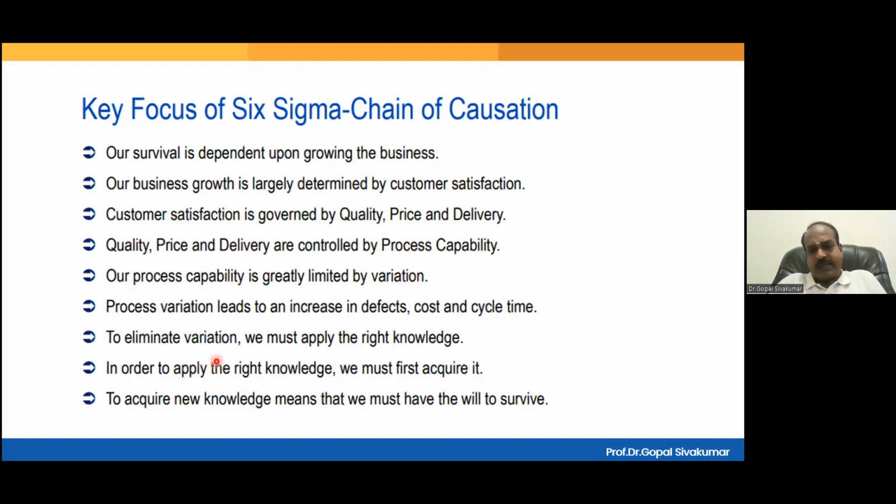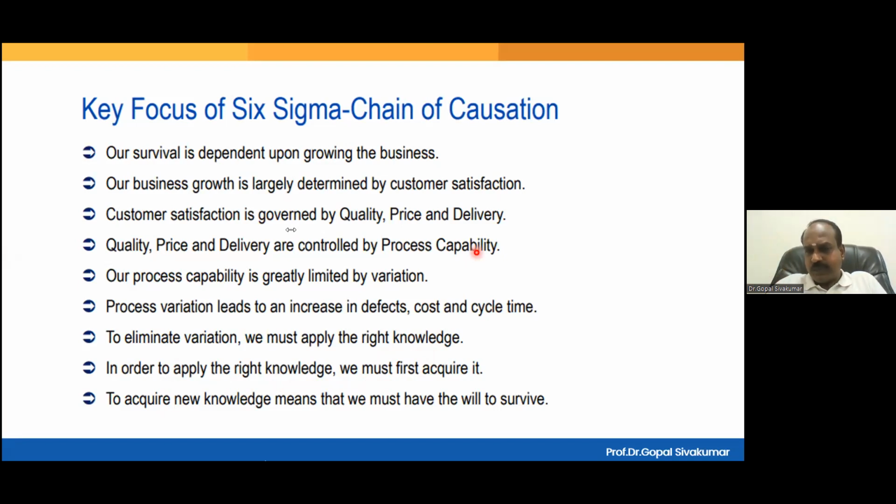So to eliminate variation, we all must apply the right knowledge. In order to apply the right knowledge, we must first acquire it. To acquire new knowledge means we have the will to survive. So companies who understand this sequence and these linkages think of equipping their employees on variation reduction, which is nothing but Six Sigma.